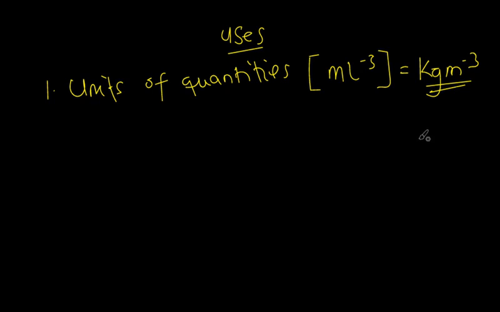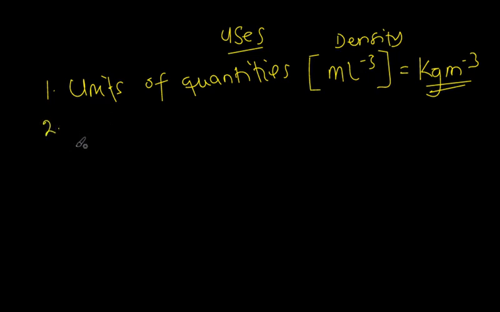Density. So if you know the dimensional analysis or the dimensional equation of a particular quantity, from that dimensional equation you can get your SI unit. Just as simple as that. So this is one of the uses of dimensional analysis.